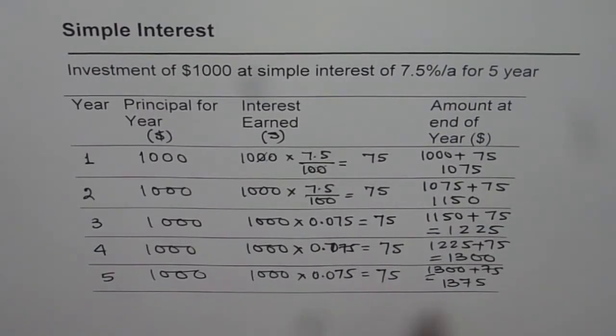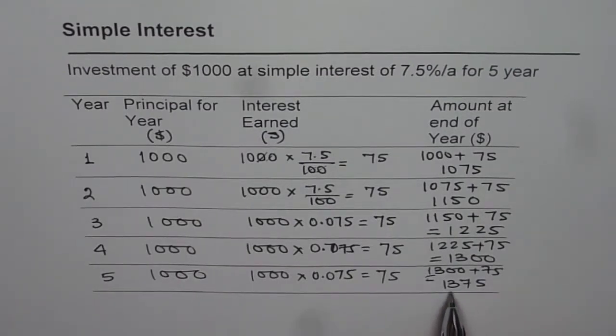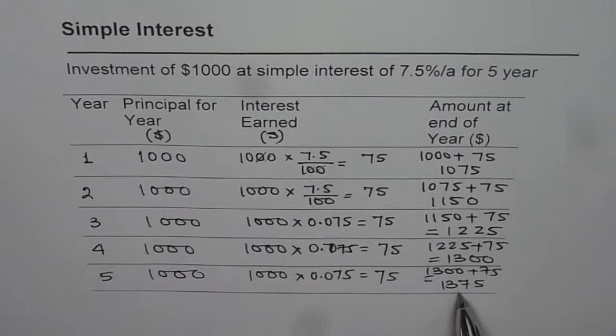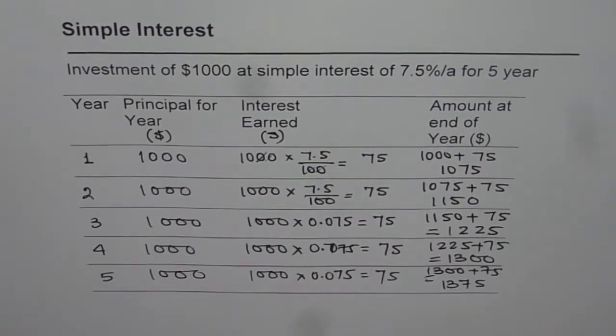So at the end of 5 years, the invested $1,000 will grow, and the total interest earned will be $375. $1,375 will be the amount after 5 years. So this is the case of simple interest.